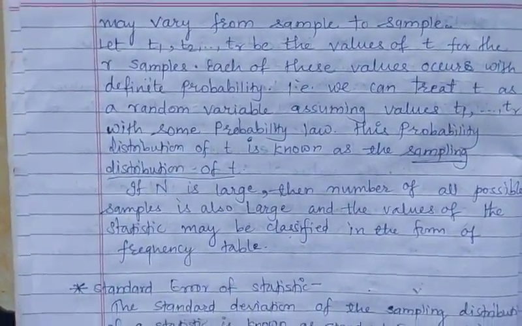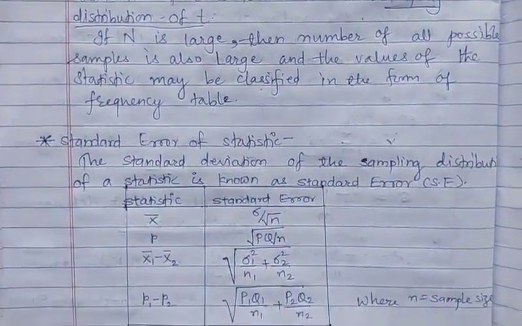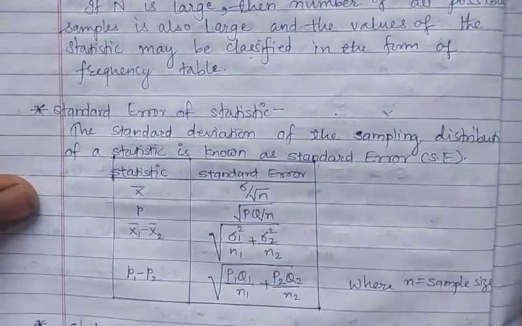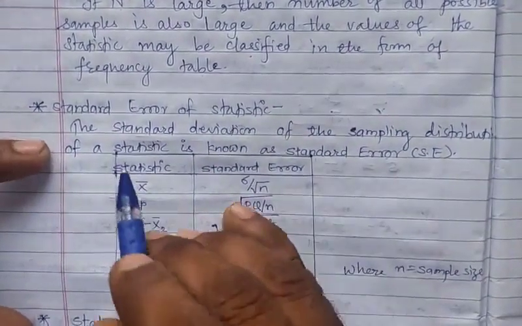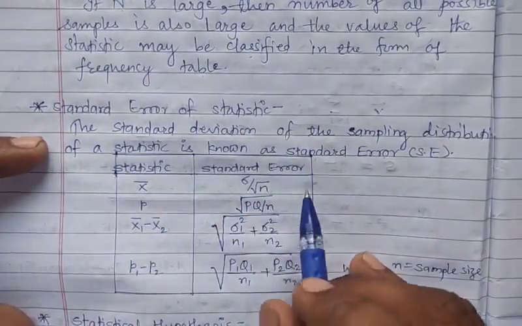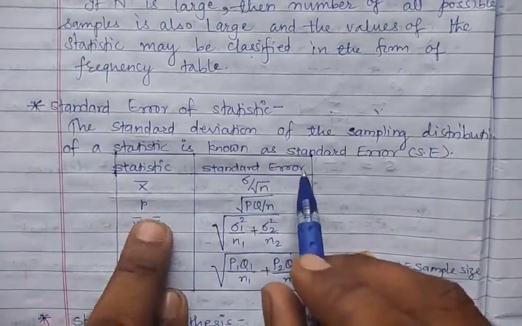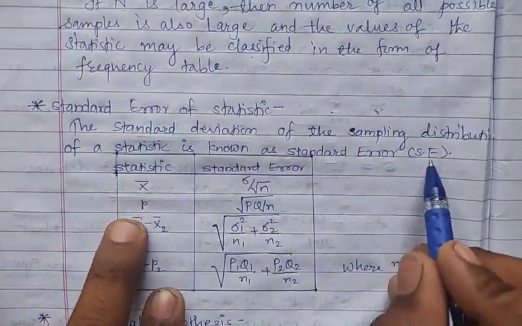Now let's see the standard error of statistics. Let's define it. The standard deviation of the sampling distribution of a statistic is called the standard error, and the short form of standard error is SE.